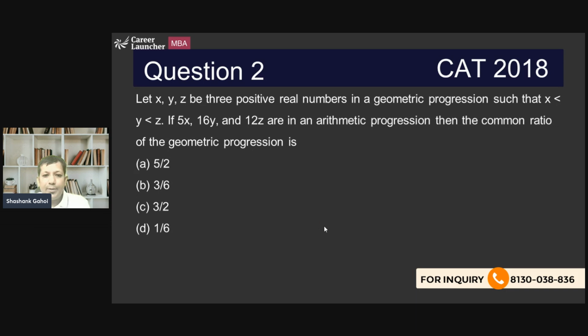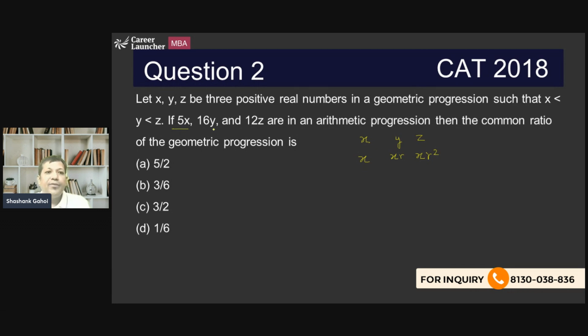So there are three numbers. The first number is x. So I have x, y, z, and these numbers are in GP. So what I'm going to do, I'm going to take x, xr, and xr square. I'm assuming that the common ratio is r. So I am getting these numbers.